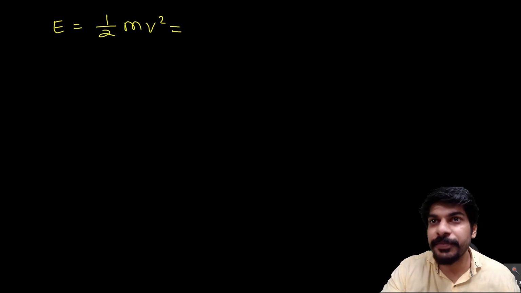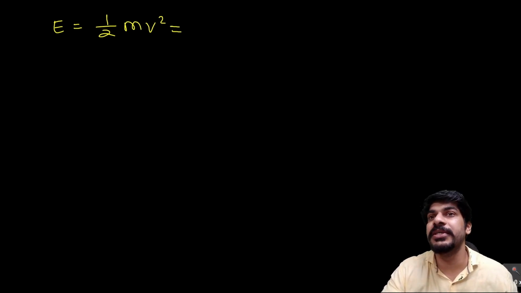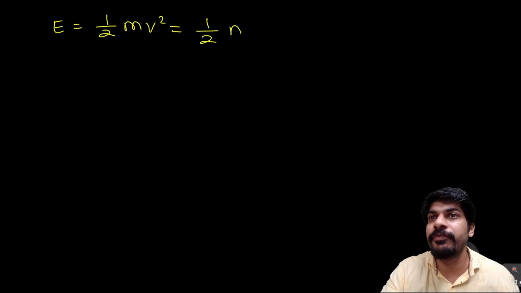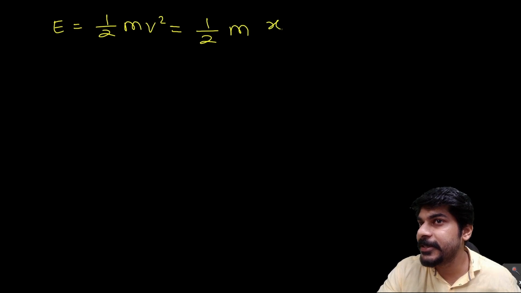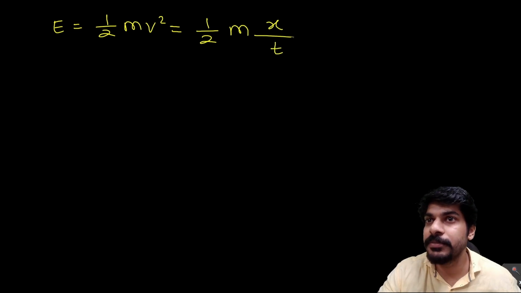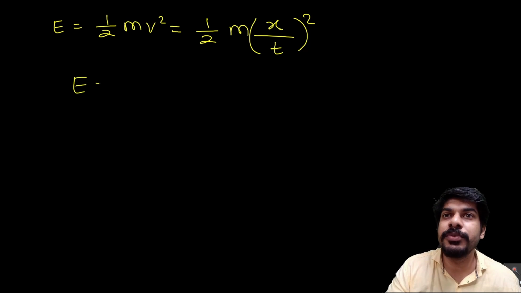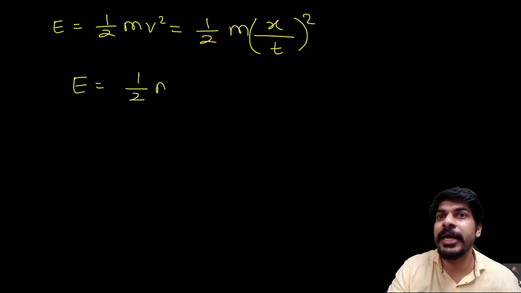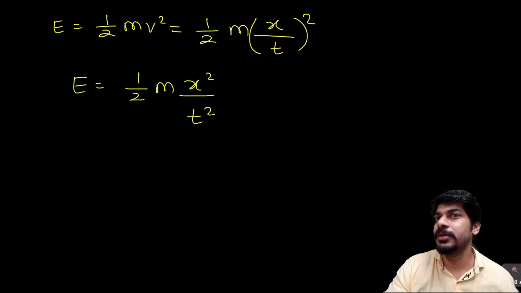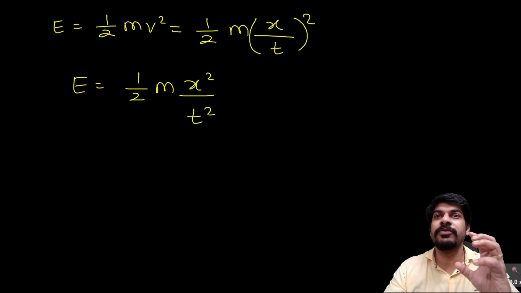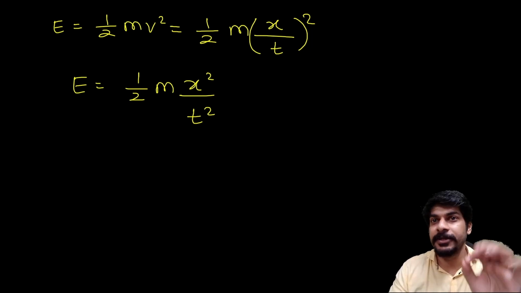So if I represent this in terms of the base quantities, then it will be 1/2 m. What is v? Nothing but some distance divided by time, right? And it is whole squared, isn't it? So energy would be equal to 1/2 m x squared upon t squared, isn't it? Now from this we can find out the units of measurement of energy.